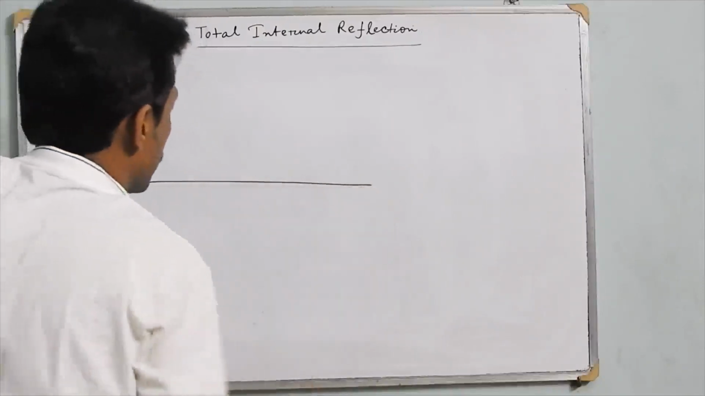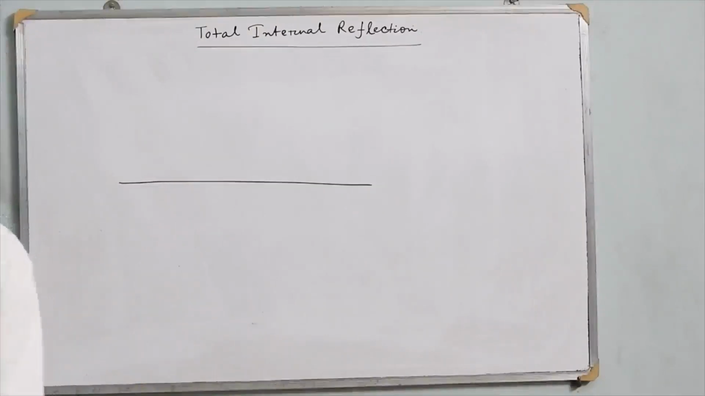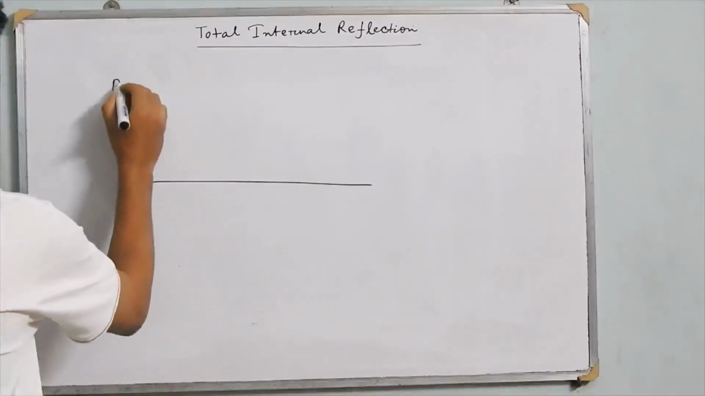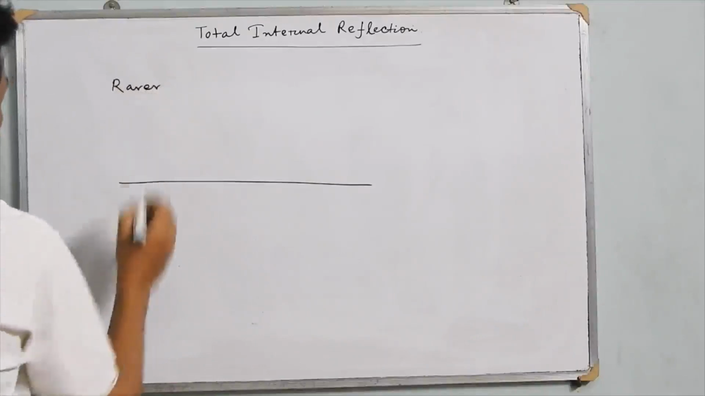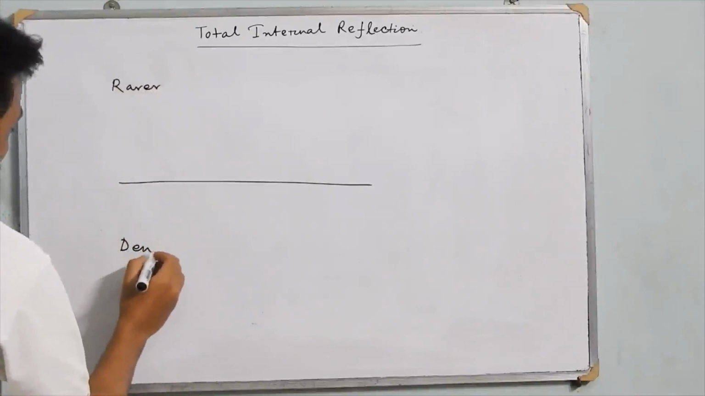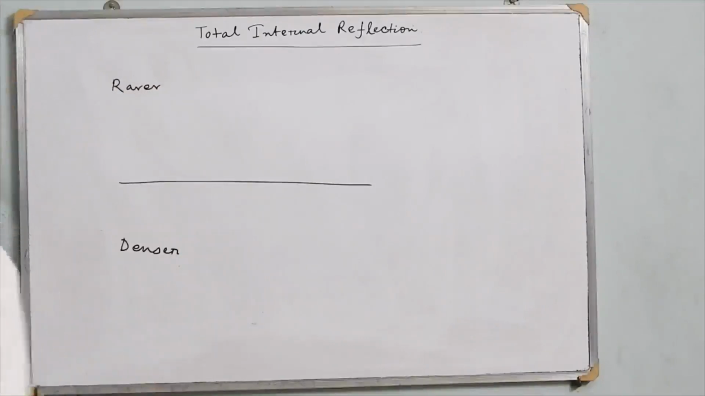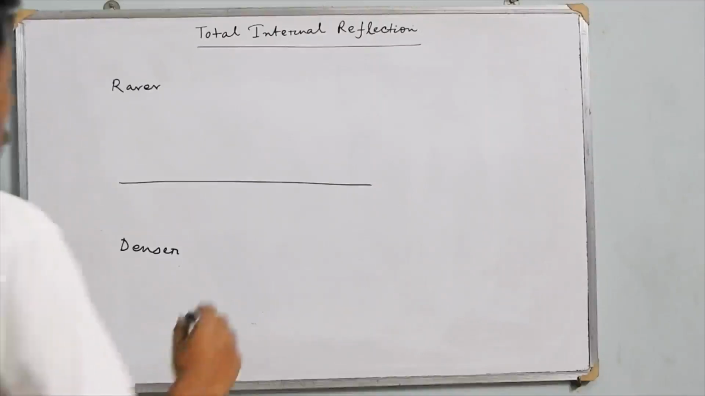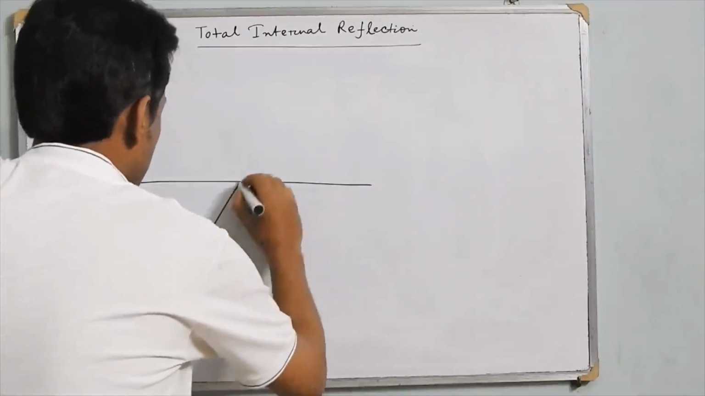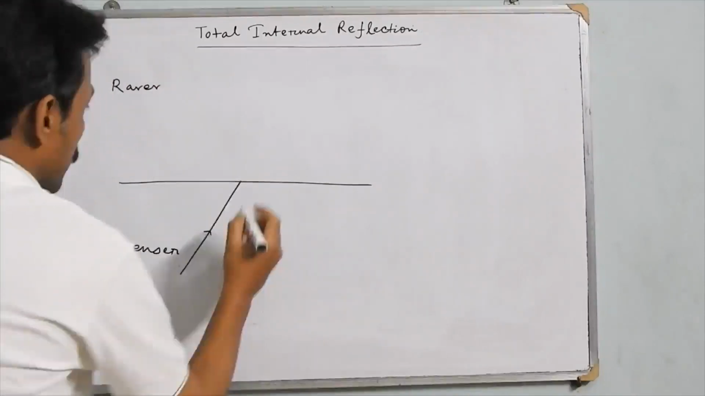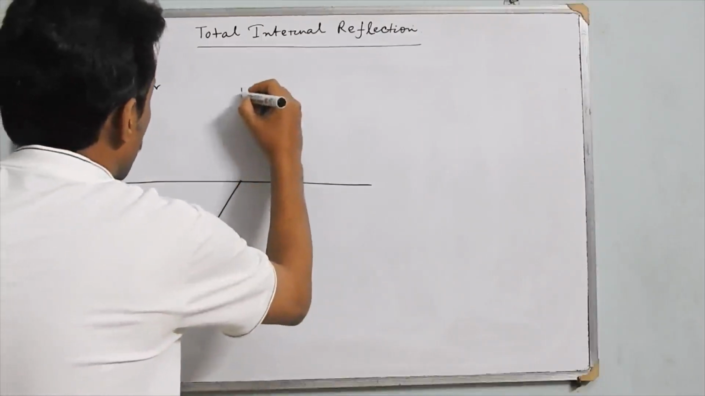Suppose this is the boundary separating a denser medium from a rarer medium. Suppose this is the rarer medium and this is the denser medium. A ray of light is initially traveling in the denser medium and it is incident on the surface separating the denser medium from the rarer medium. Suppose this is the incident ray. At the point of incidence, we draw a normal.